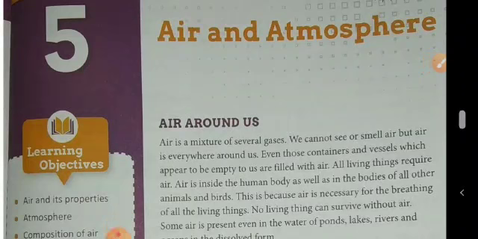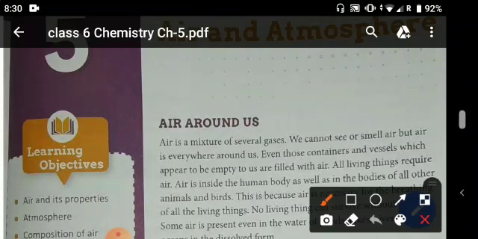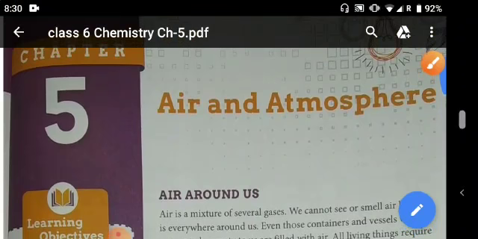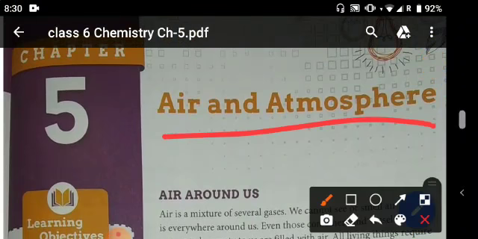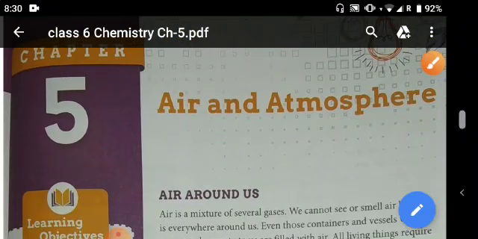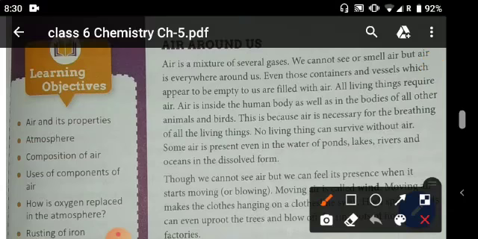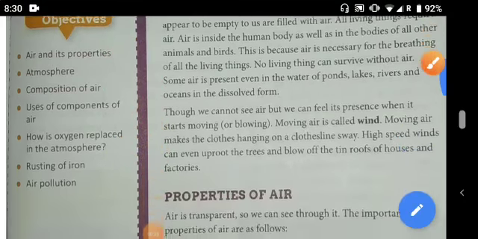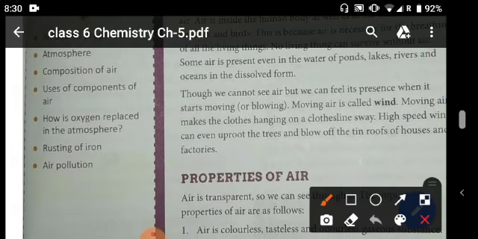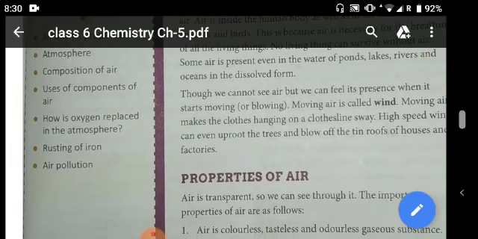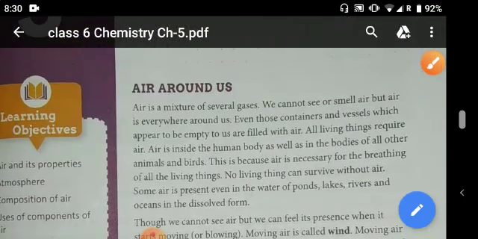Today we will discuss chapter number 5, and that is air and atmosphere. In this chapter we will study these topics: air and its properties, atmosphere, composition of air, uses of components of air, how oxygen is replaced in the atmosphere, and rusting of iron and air pollution. Then let's start the chapter with the first topic, air around us.